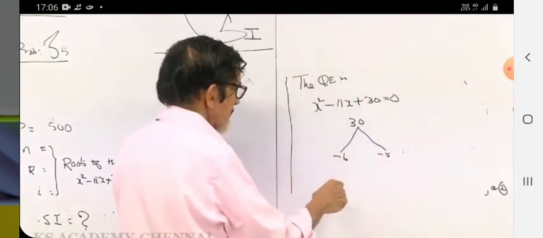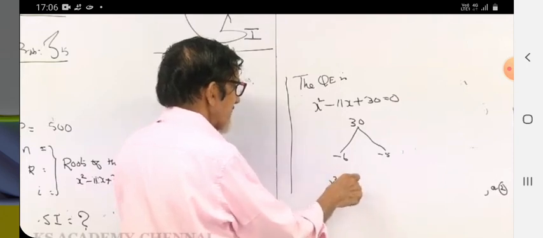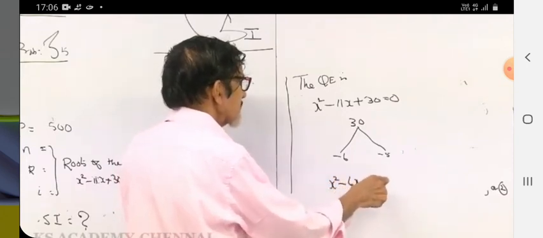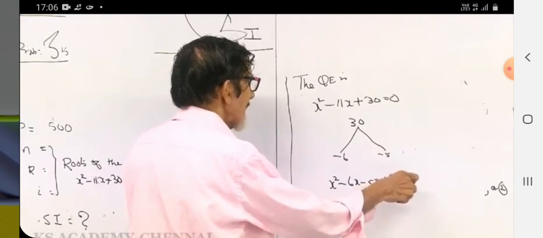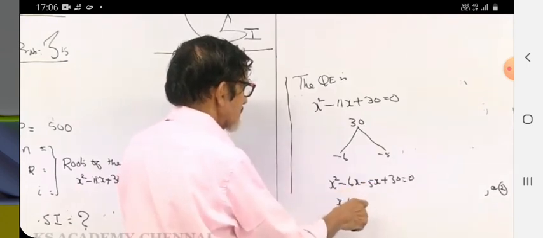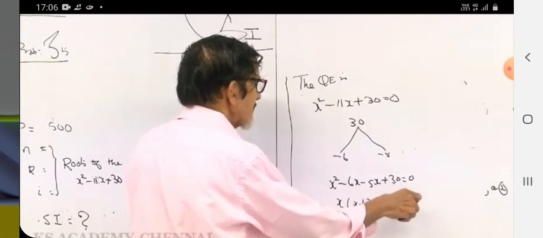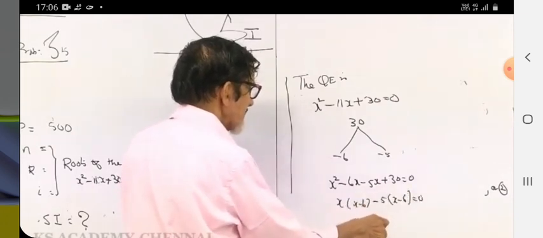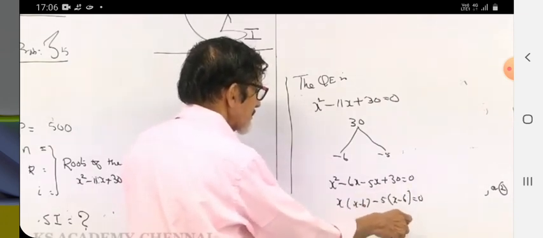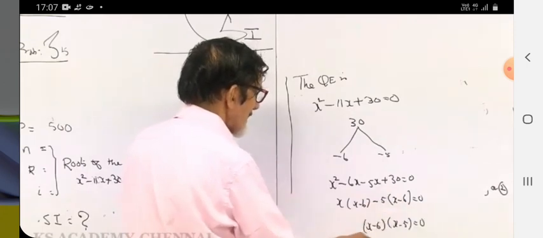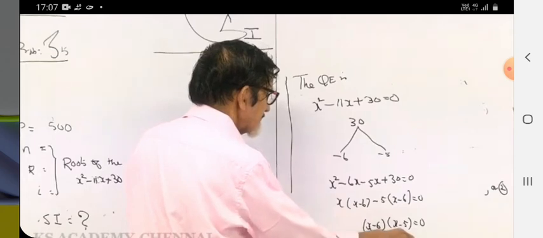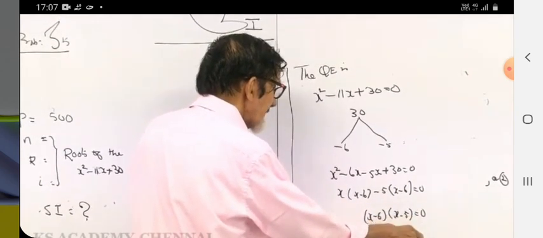The 11x should be broken. x squared minus 6x minus 5x plus 30 is equal to 0. x bracket x minus 6, minus 5 bracket x minus 6, is equal to 0. x minus 6 bracket x minus 5 is equal to 0. Either x minus 6 must be 0, otherwise the second bracket must be 0, otherwise both brackets are 0.